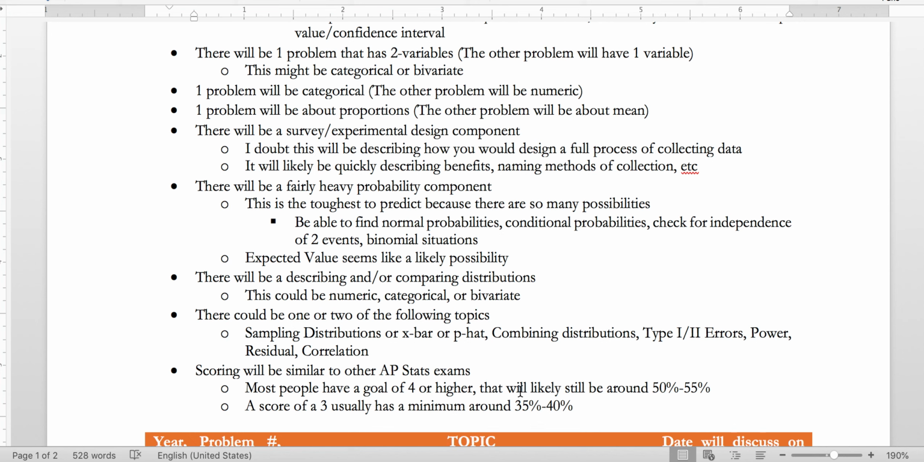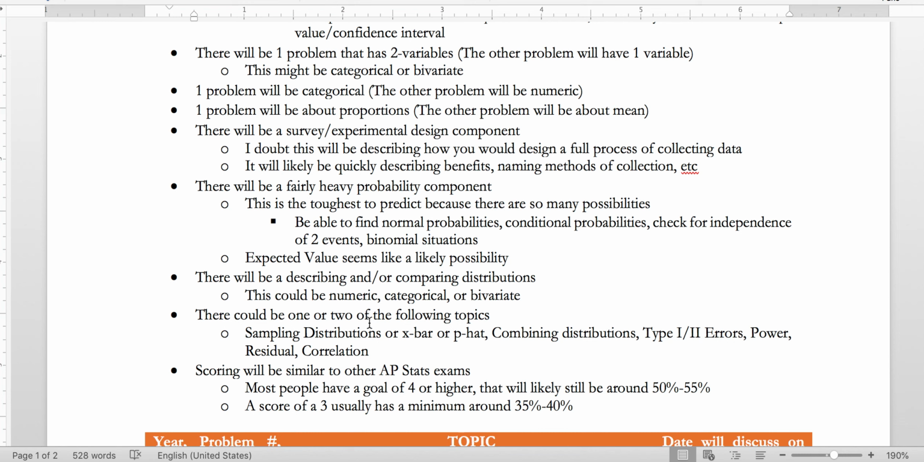And typically what it is for that 4 or higher is around 50 to 55%. I actually still think it's going to be fairly close to that. Same with the 3s, 35 to 40%. That's a goal for a lot of people to get college credit. And I think it's going to be really similar to other scoring exams. I mean, there could be some variability, obviously.